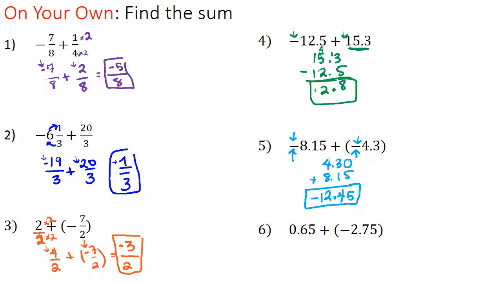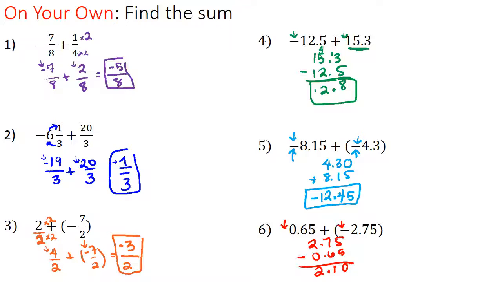Then for the last problem here, we have a positive plus a negative, which means, again, we're going to be doing regular subtraction. So we're going to take our bigger number minus our smaller number, so that's going to be 2.75 minus 0.65. As we do that, 5 minus 5 is 0, 7 minus 6 is 1, and 2 minus 0 is 2, so I end up with 2.10.